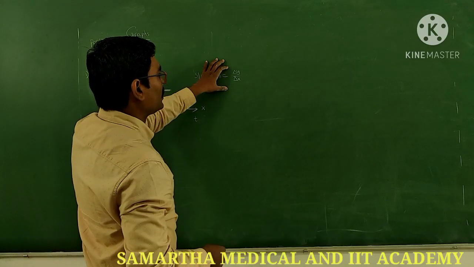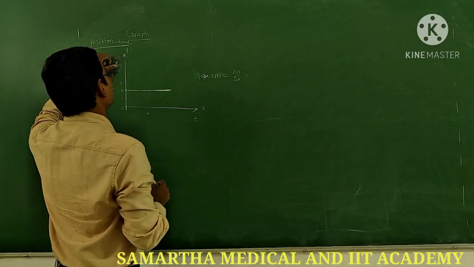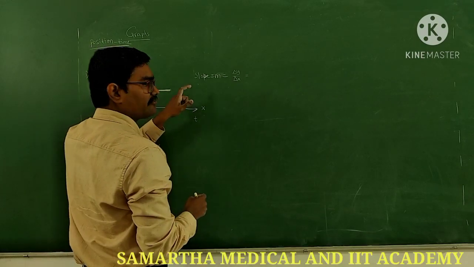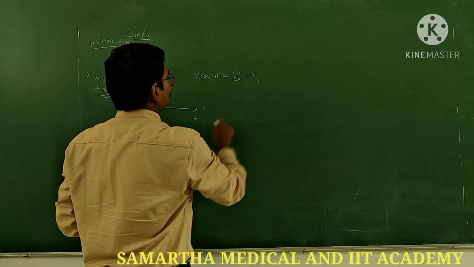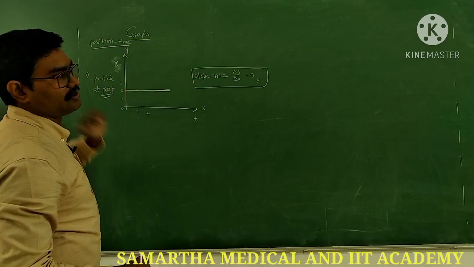Right. So delta y by delta x means displacement coordinate by time coordinate difference. So how much? Zero. Slope is 0. So then, what is the area covered by it?